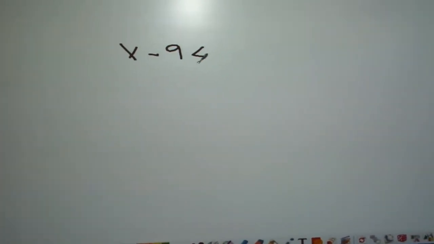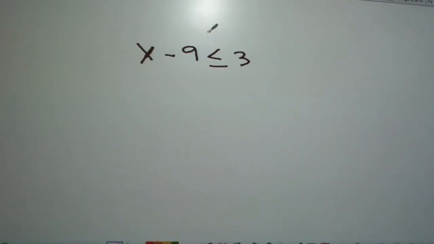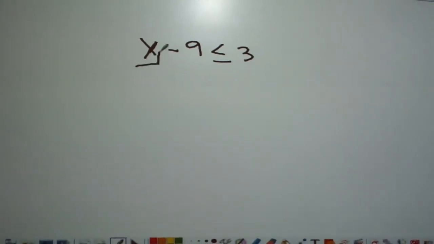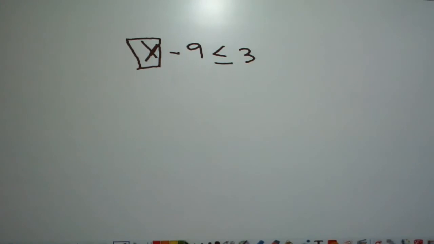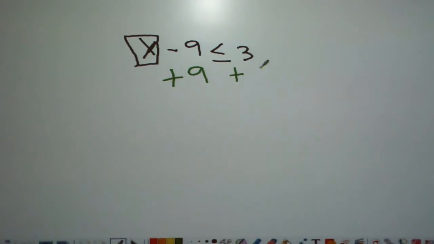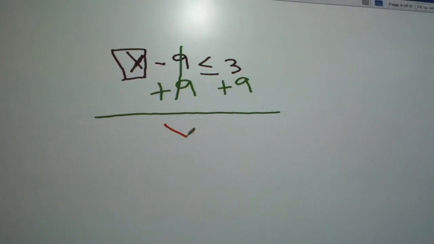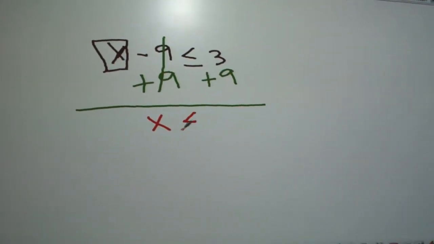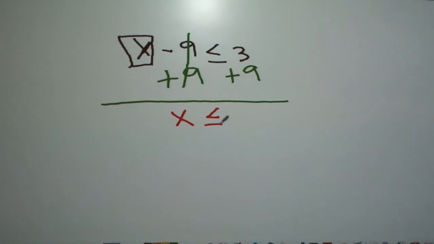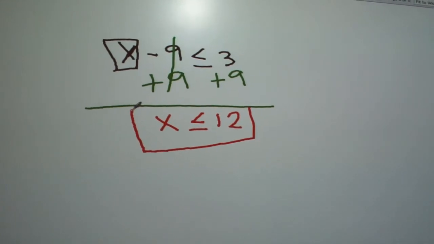Our next example, we are going to do x minus 9 less than or equal to 3. Now, we're going to solve this the exact same way. We need to get x by itself. In order to do that, we can add 9 to both sides. We're left with, on the left-hand side, x. Bring down our sign, which is less than or equal to 9 plus 3, which is 12. So our solution is x is less than or equal to 12.